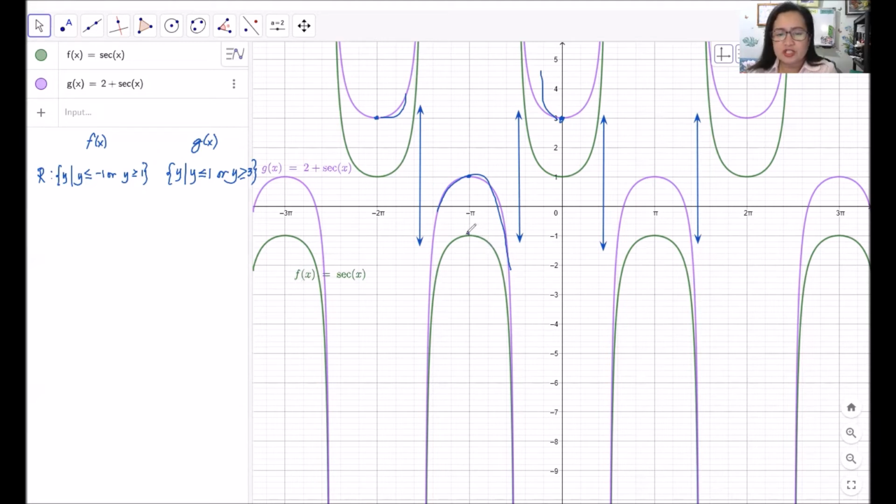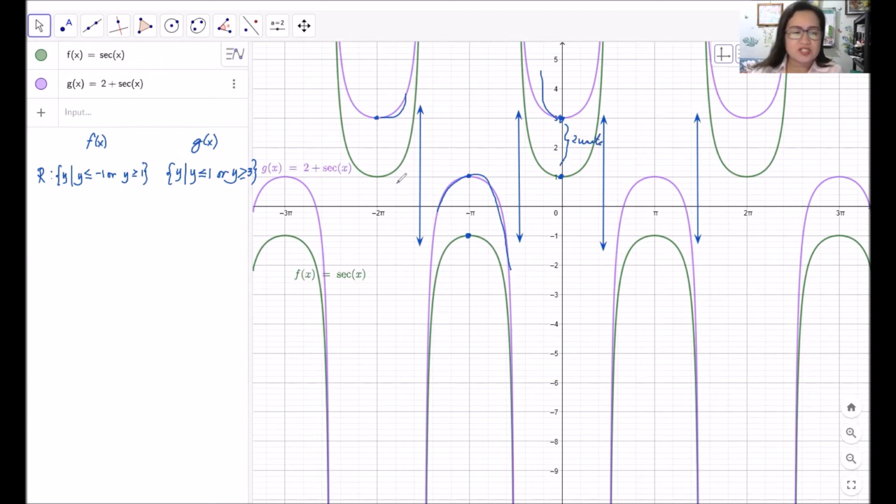Okay, so originally, the turning point in the function secant x is at negative 1, for those graphs that open downward. So we have negative 1, it becomes positive 1. Now in this graph, from positive 1 to positive 3, the difference is 2 units.